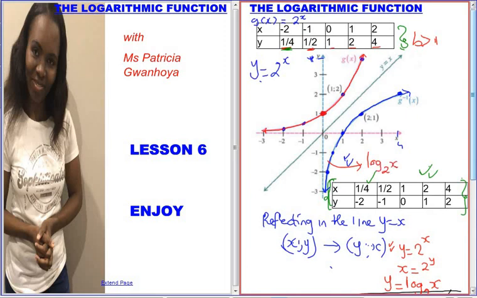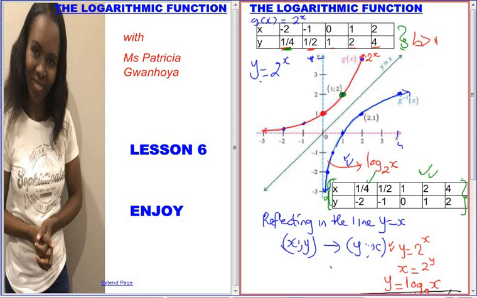If that red graph is 2 to the power of x, like we have already indicated, this blue one will be the graph of log to base 2 of x. Now, this is exactly how the logarithm graph looks like. Please take care to notice these points.